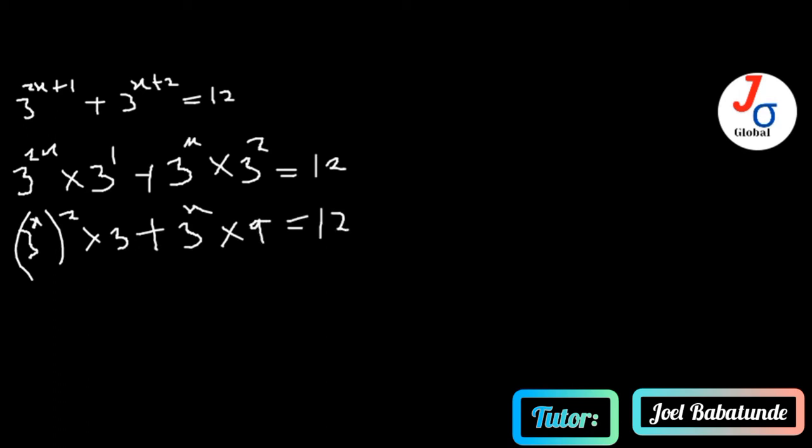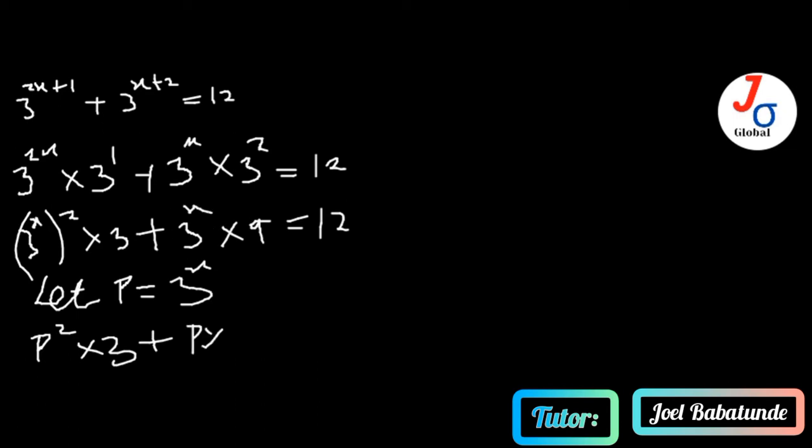And so what I see is I see 3 to the power x and I see 3 to the power x. So I could say let p equals to 3 to the power x. It's not only p that you can make that, but I just love using p. So you have 3 raised to the power of x is p. So you have p squared multiplied by 3 plus 3 raised to the power x becomes p, plus p multiplied by 9 equals 12.